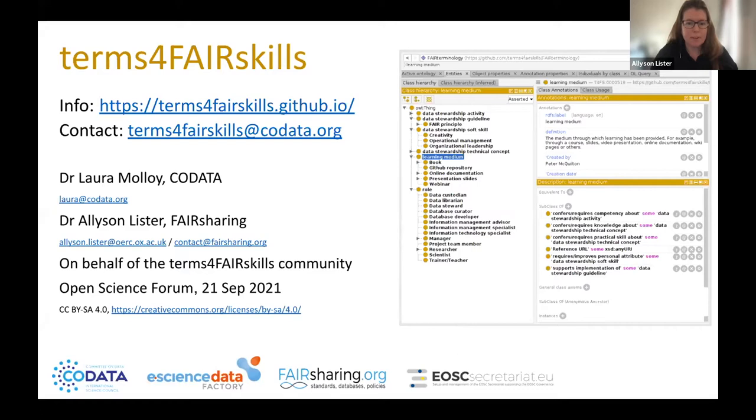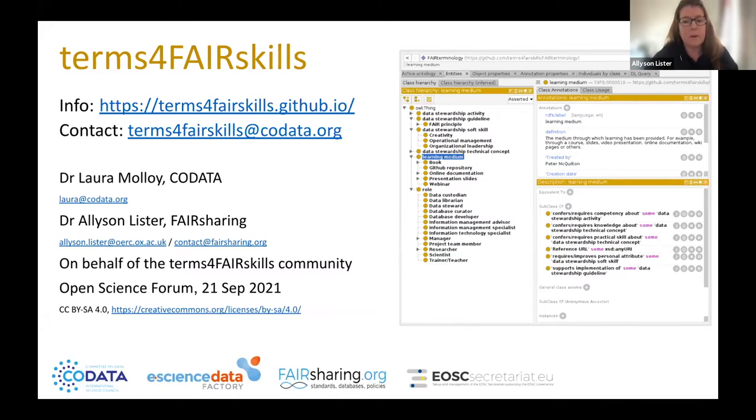Yes. Great. Hello, everybody. My name is Laura Malloy. I'm the senior research lead here at CODATA in Paris. CODATA is the Committee on Data for the International Science Council, and we work on data policy, data science, and data skills issues for the benefit of science and society. Terms of Fair Skills is one of the projects we've been really involved with for the last couple of years.